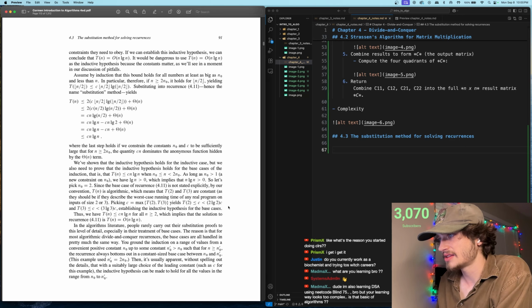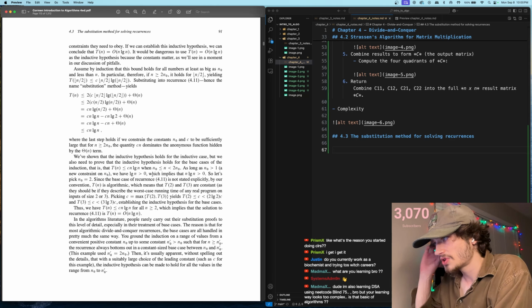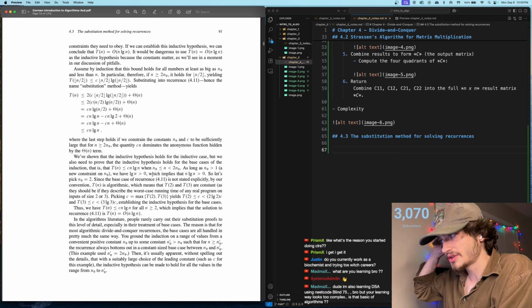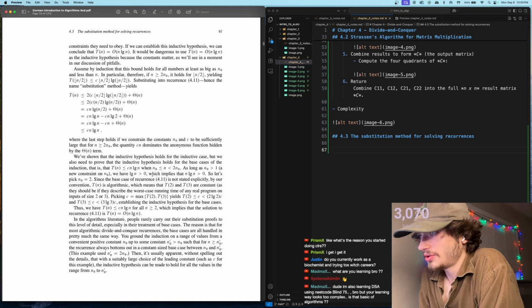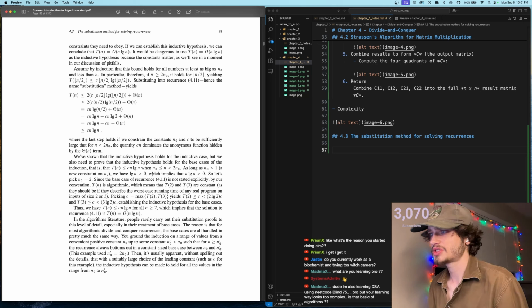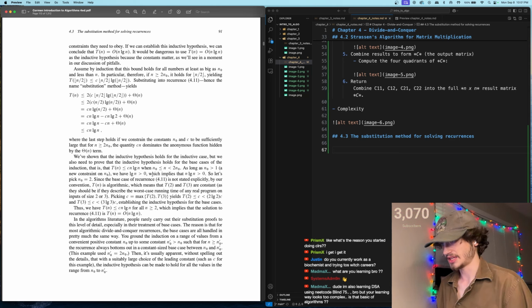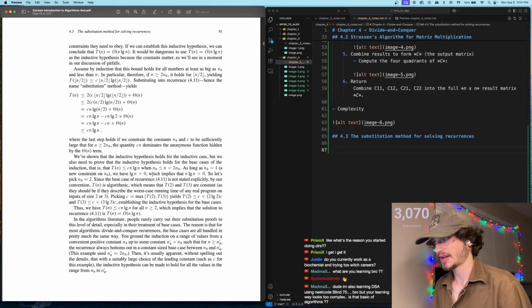That is, that T(n) ≤ c n log n when n₀ ≤ n < 2n₀, as long as n₀ > 1, a new constraint on n₀. We have log n > 0, which implies that n log n > 0. So let's pick n₀ = 2. Since the base case of the recurrence is not stated explicitly, by our convention T(n) is algorithmic, which means that T(2) and T(3) are constant, as they should be if they describe the worst case running time of any real program on inputs of size 2 or 3.